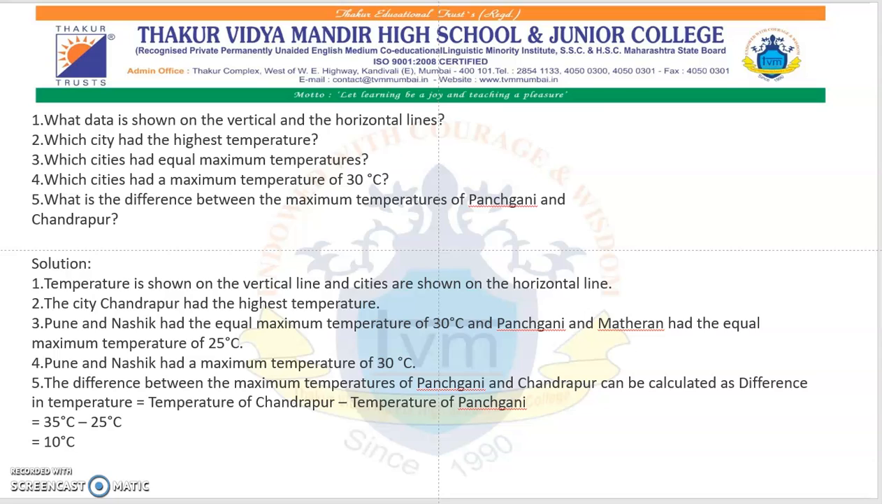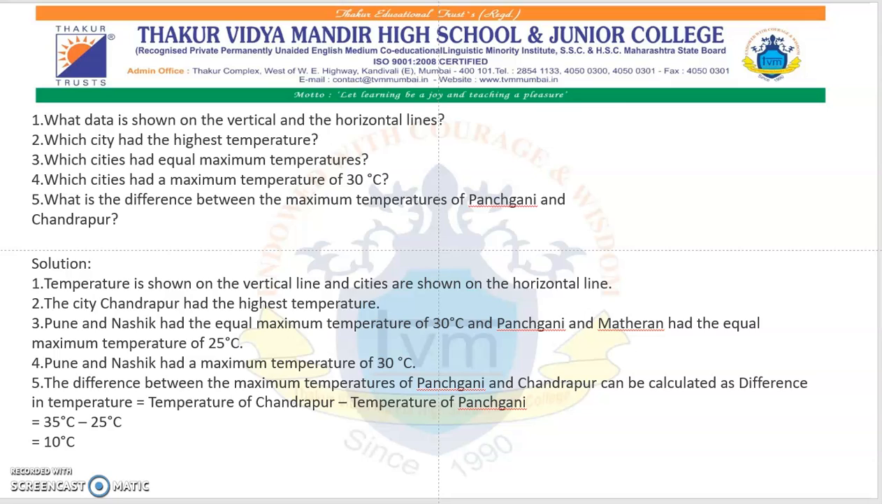What is the data shown on the vertical and horizontal line? When you see the graph, you will see that temperature is shown on the vertical line and cities are shown on the horizontal line. The city of Chandrapur had the highest temperature.